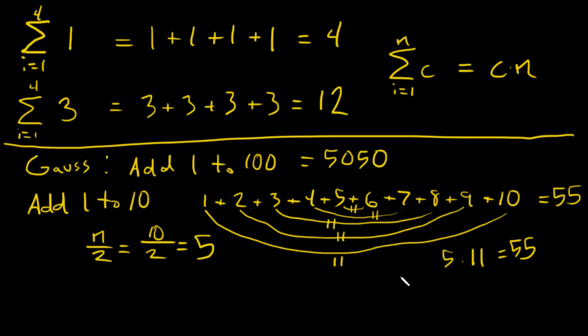So, what did he do? He realized that the pairs for adding numbers from 1 to 100 were equal to 101. And then, how many pairs were there? There are 50. 101 times 50, 5050. So, that's how he was able to add up the numbers from 1 to 100 in seconds.